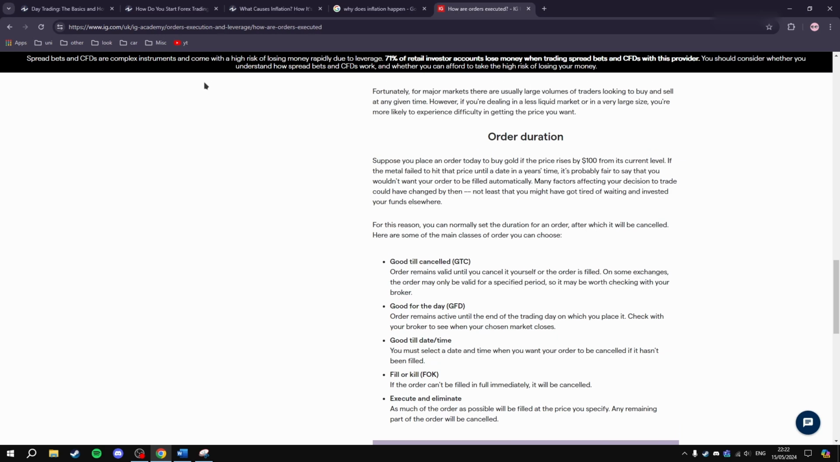Cool. So fortunately for major markets, there are usually large volumes of traders looking to buy and sell at any given time. However, if you're dealing in a less liquid market or in a very large size, you're more likely to experience difficulty in getting the price you want.